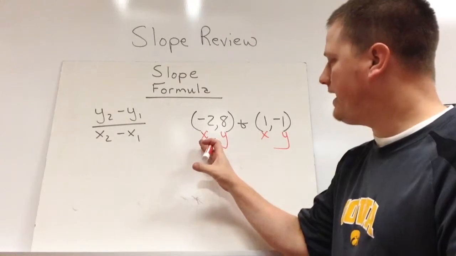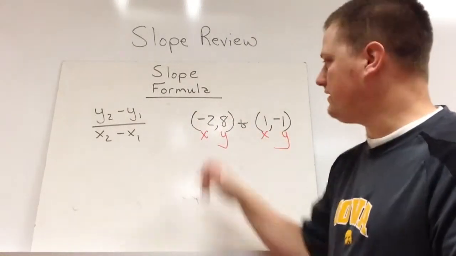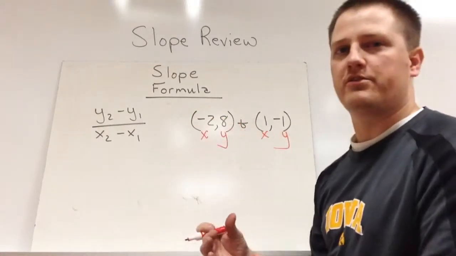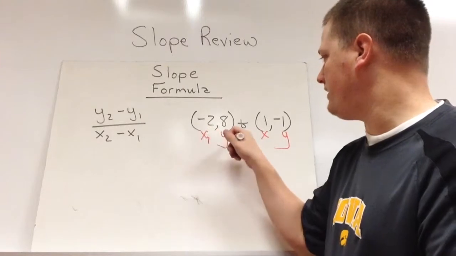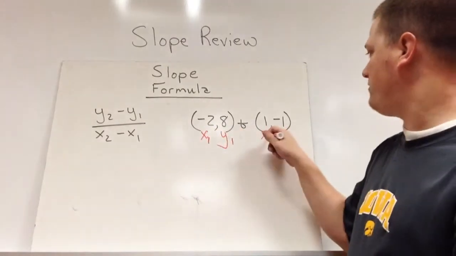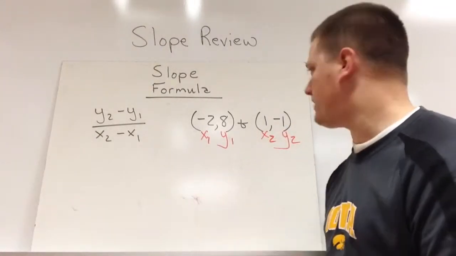This first point, I always look at which one has the smaller x value. Well, this one, negative 2 is smaller, 1 is bigger, so the one with the smaller x value, I always call that 1. So I've got x1, y1. They have to stay together. And this would be x2, y2. And now all it is just putting numbers in their proper place.